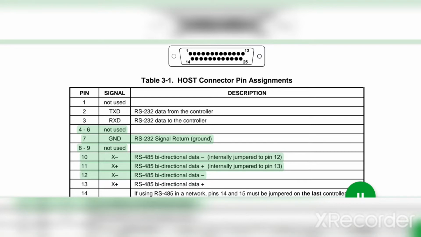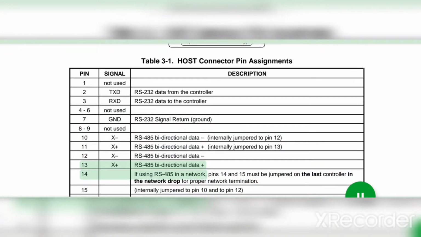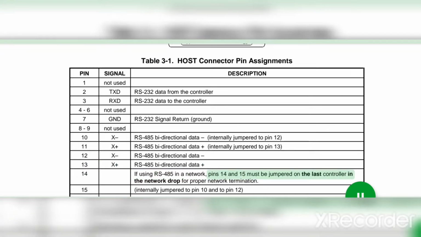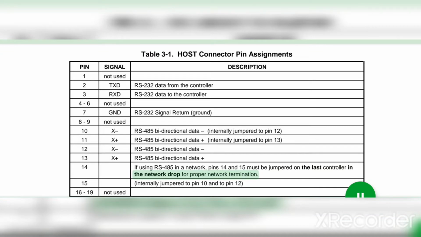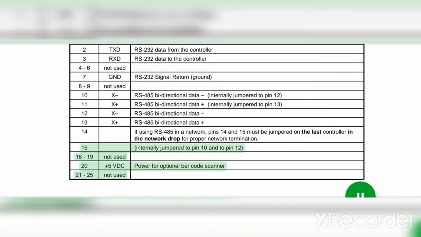8-9 not used. 10 minus, RS485 bidirectional data minus, internally jumpered to pin 12. 11 plus, RS485 bidirectional data plus, internally jumpered to pin 13. 12 minus, RS485 bidirectional data minus. 13 plus, RS485 bidirectional data plus. 14 if using RS485 in a network, pins 14 and 15 must be jumpered on the last controller in the network drop for proper network termination. 15 internally jumpered to pin 10 and to pin 12. 16-19 not used. 20 plus 5 VDC power for optional bar code scanner. 21-25 not used.